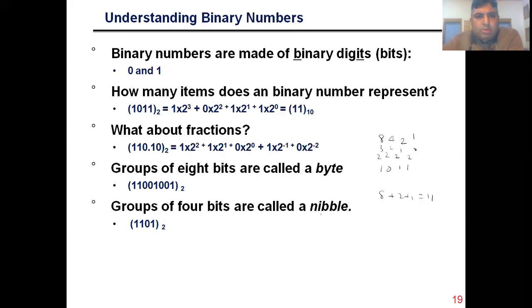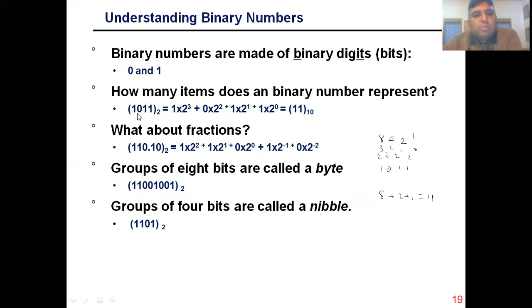Understanding binary numbers. We already defined why binary numbers are called bits: B for binary, and digits, ITs. That's why it is called bits. A binary digit can be bit 0 or bit 1. And how can we break up a binary number? For example, 1011 base 2, this is a binary number.